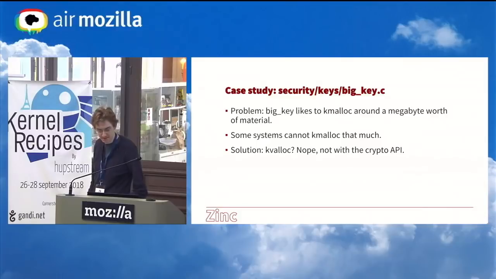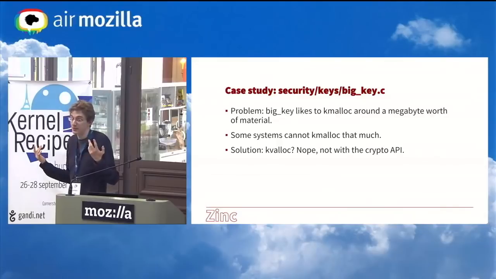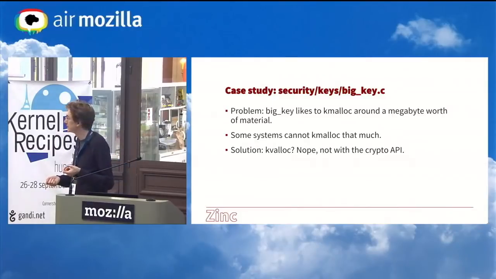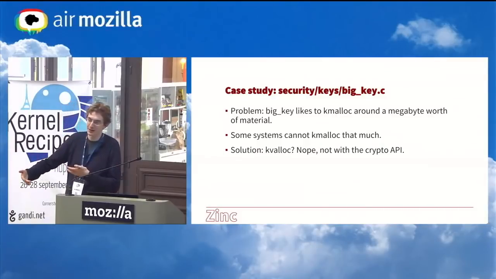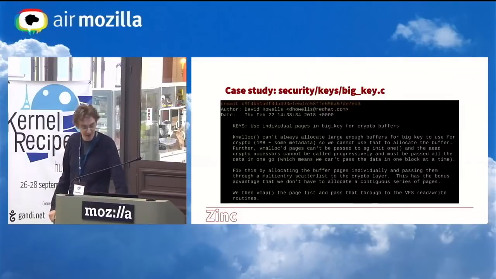But then Bigkey likes to malloc sometimes around a megabyte worth of material. Turns out that on some platforms you just can't malloc that much. And so the solution usually is kvmalloc, where you try and kmalloc it, and if it fails, it falls back to vmalloc. It's a usual pattern used everywhere. If it's too big, you use kvmalloc. But no, you can't do that with the crypto API because you can't encrypt vmalloced memory.